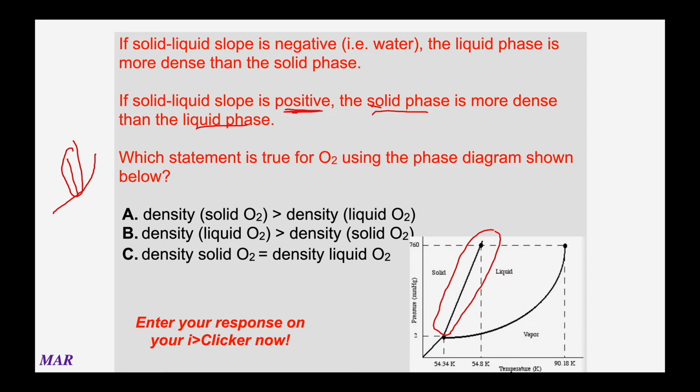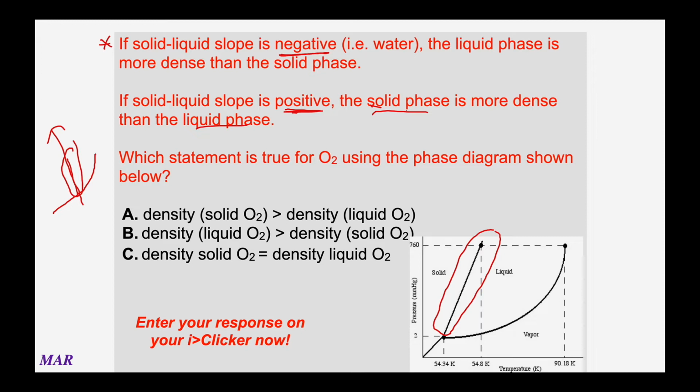On the other hand, if you go back to the beginning of this question, which I probably should have started about, I get kind of excited here, water has a negative slope. It increases up and to the left. And if that's the case, the liquid phase is more dense than the solid phase. So remember, ice cubes in water float, which is really wild. Most substances are going to be like oxygen, they sink.